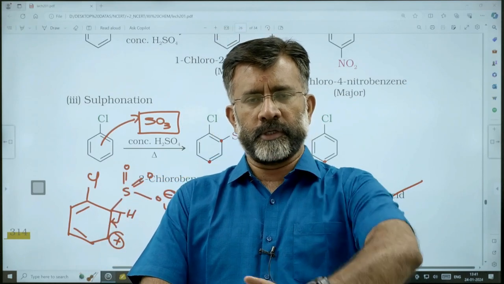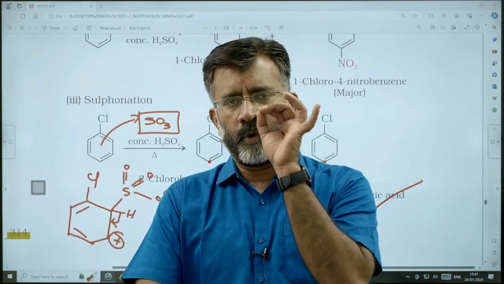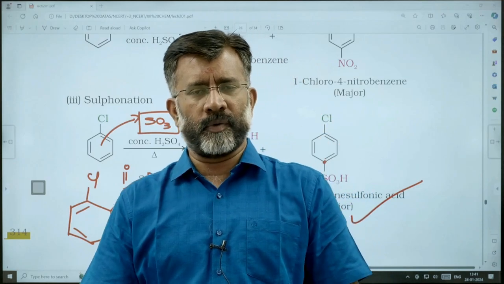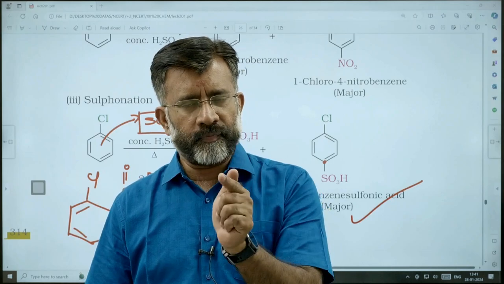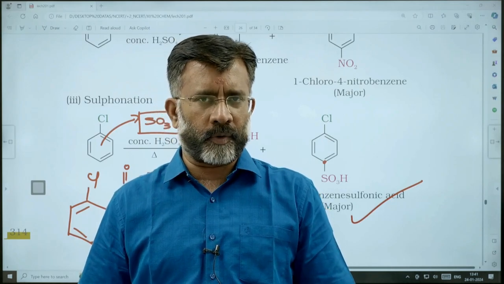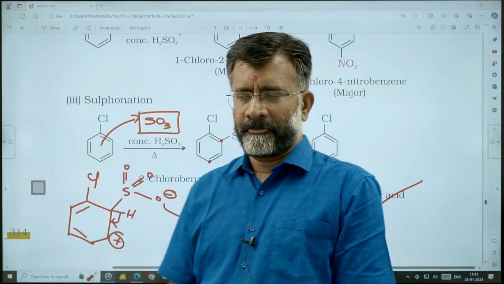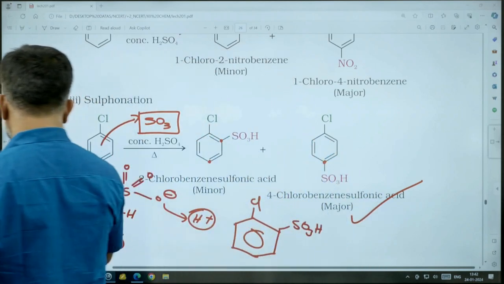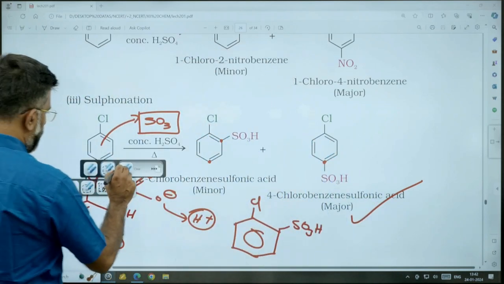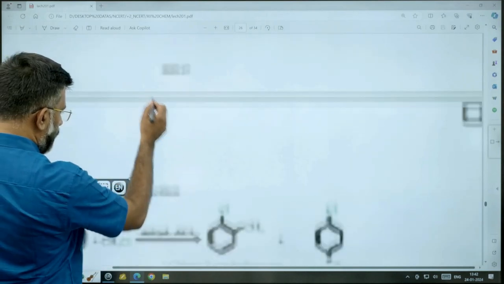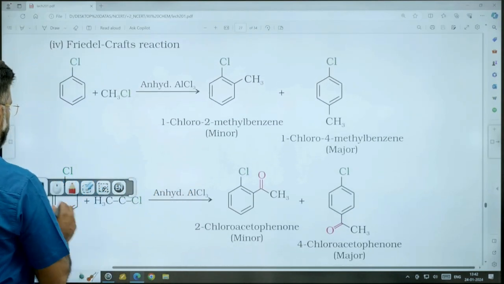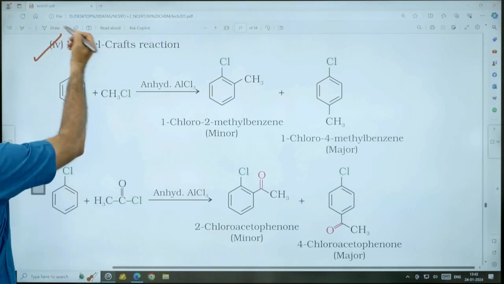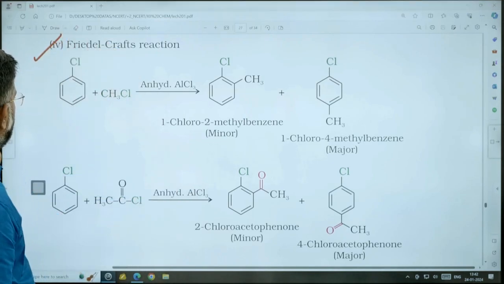So in halogenation, the chloronium ion acts as the electrophile; in nitration, NO2 plus acts as the electrophile; in sulfonation, SO3 acts as the electrophile. And now the Friedel-Crafts reaction. You know there are two Friedel-Crafts reactions, Friedel-Crafts alkylation and acylation. First one, Friedel-Crafts alkylation reaction.